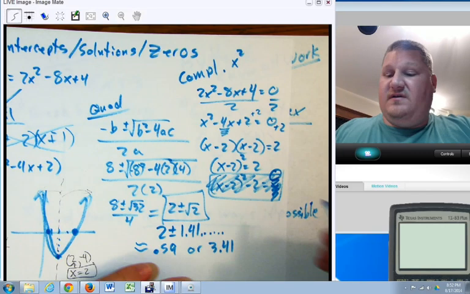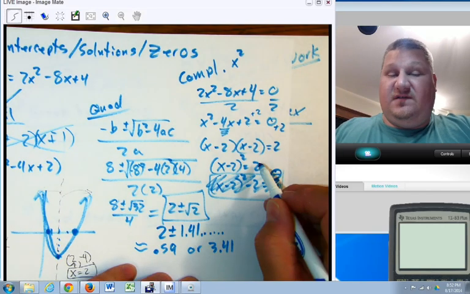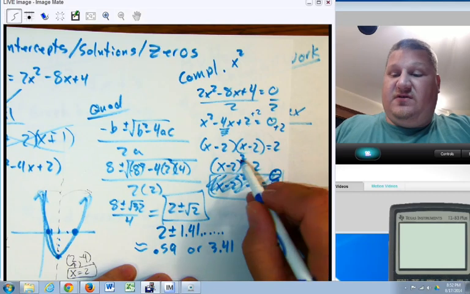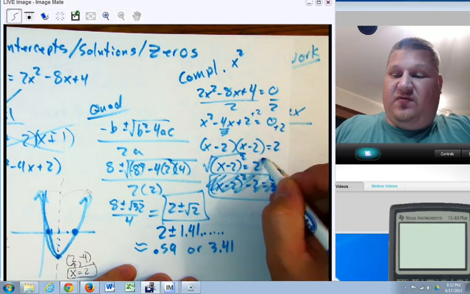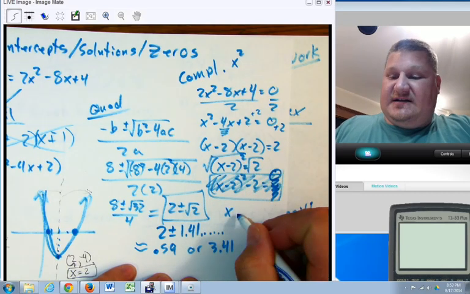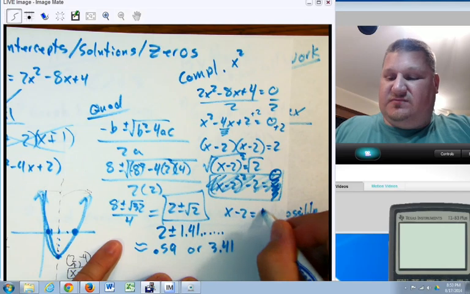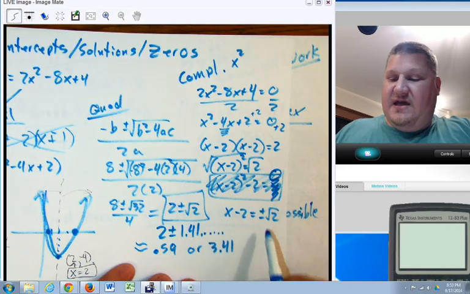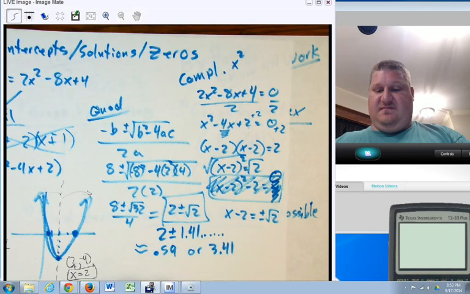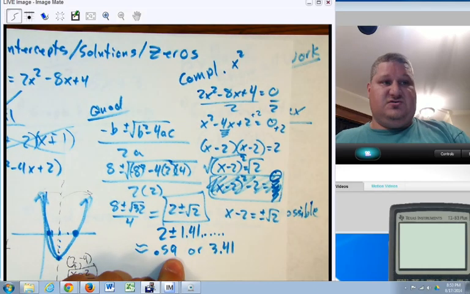Very quickly, I realized I didn't finish solving this for you. To finish solving this, all you have to do is take the square root of both sides. So you have x minus 2 equals plus or minus root 2, and that's going to give you the same thing as you had over here, giving you the same two solutions.